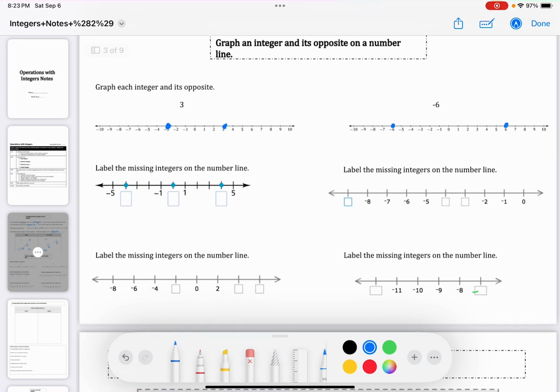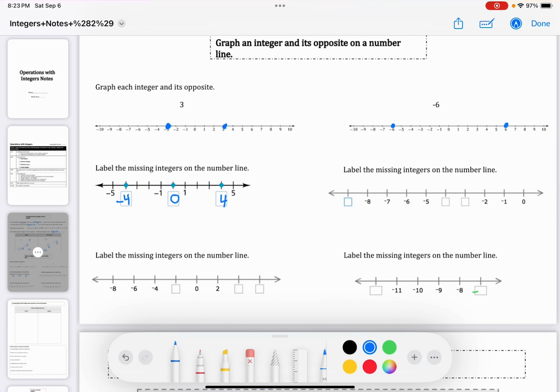All right, let's fill in missing numbers on the number line. For this first one, I'm going to start with the easy one. Looks like 0 would go right there between -1 and 1. And then 1, 2, 3, 4. And, oh, we're missing -4.